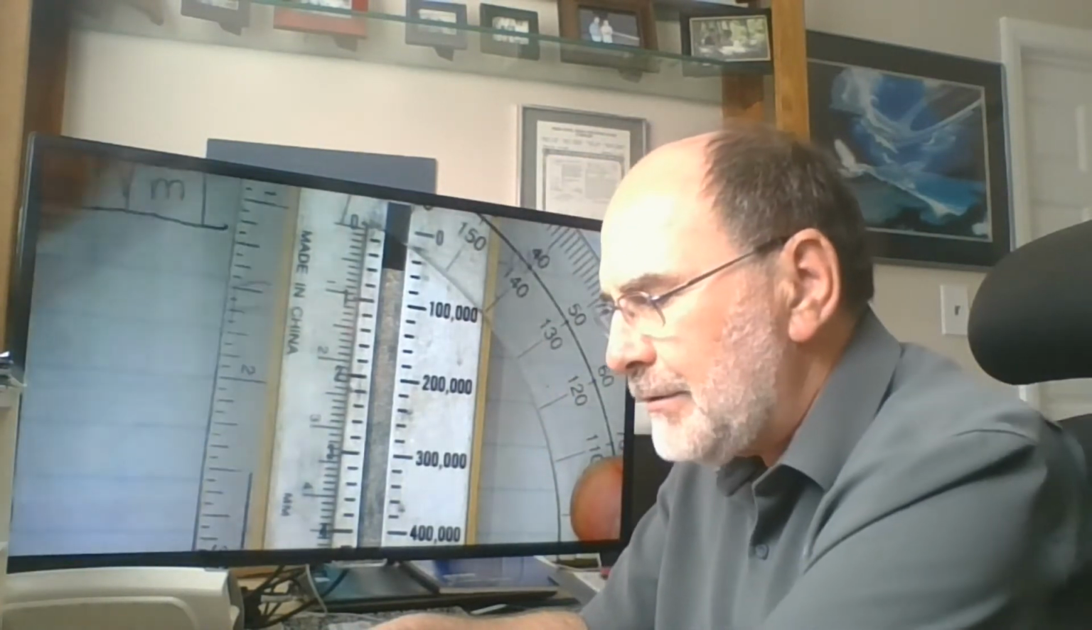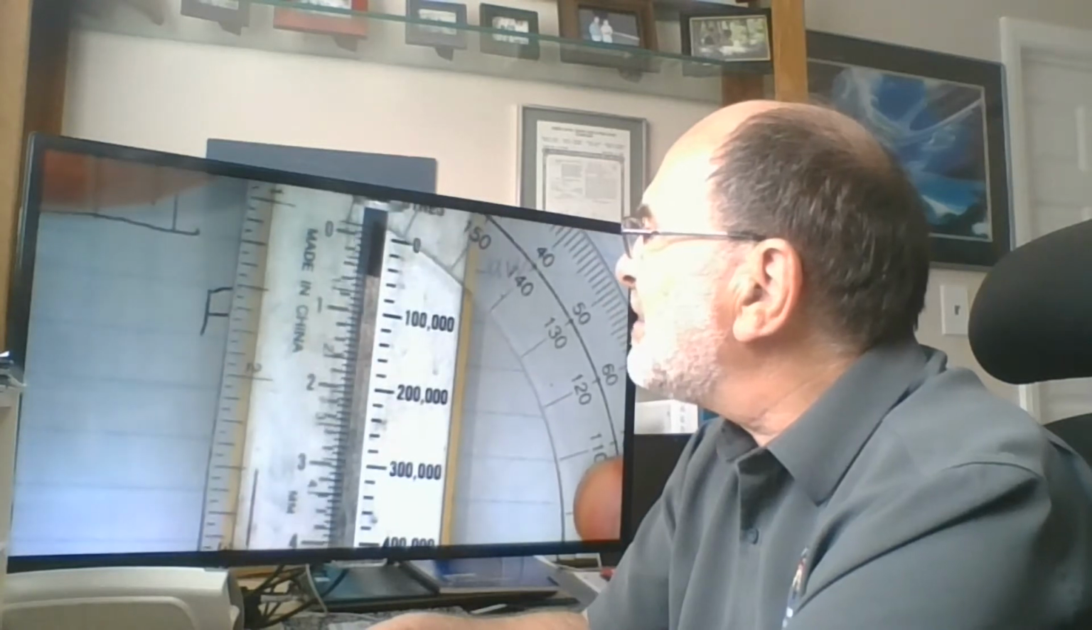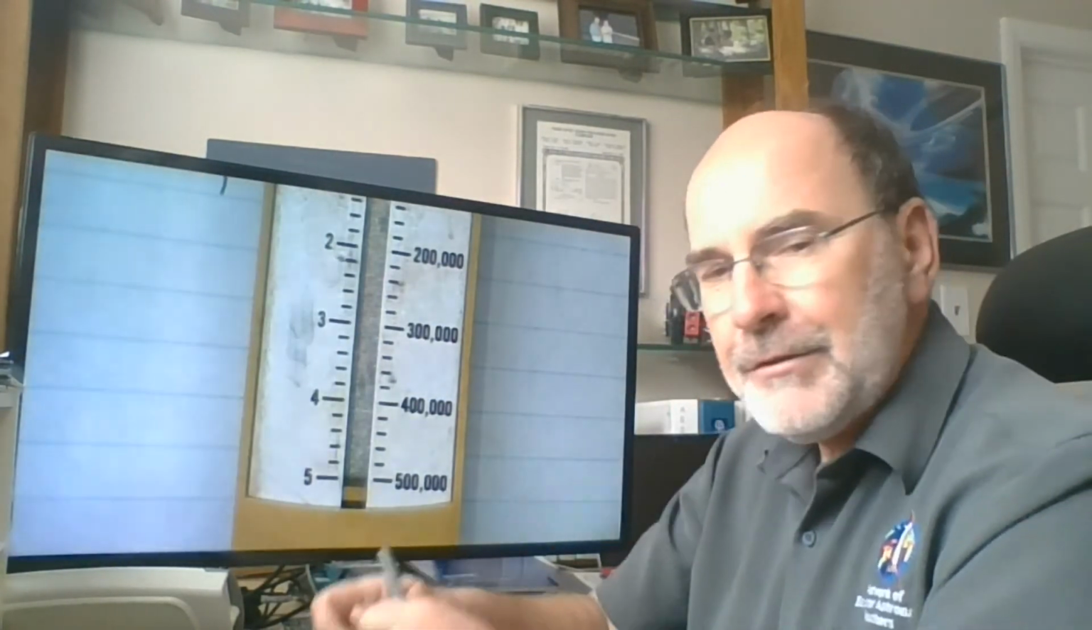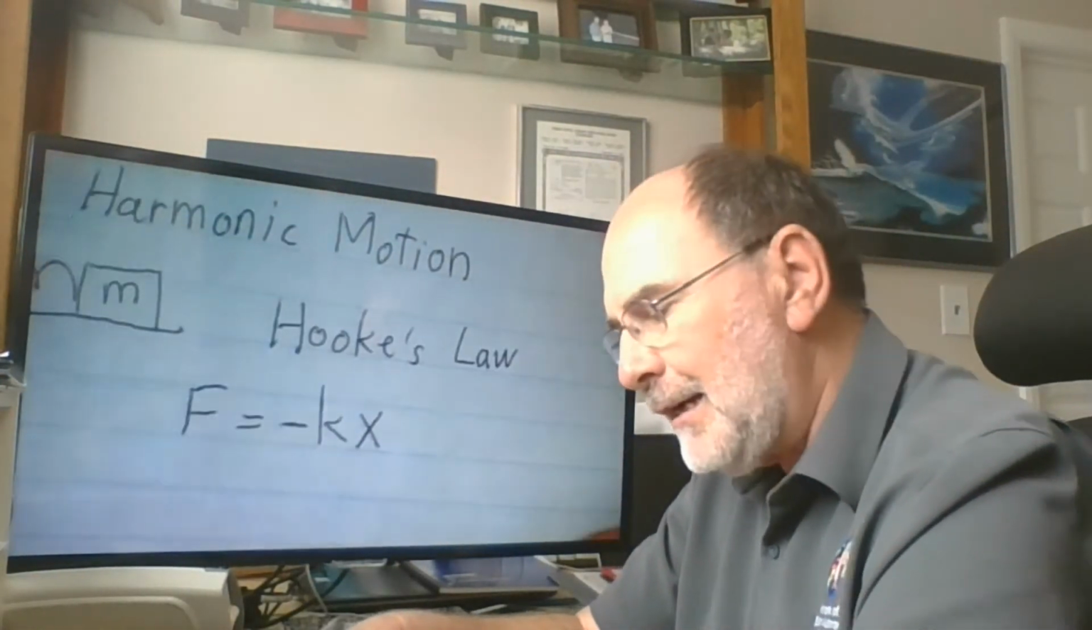It looks about like 5.8 centimeters corresponds to 5 Newtons of displacement. I'm sorry, 5.8 centimeters physically along the ruler corresponds to a force of 5 Newtons to stretch the spring scale. So that is a method by which we can work out the value of the spring constant.